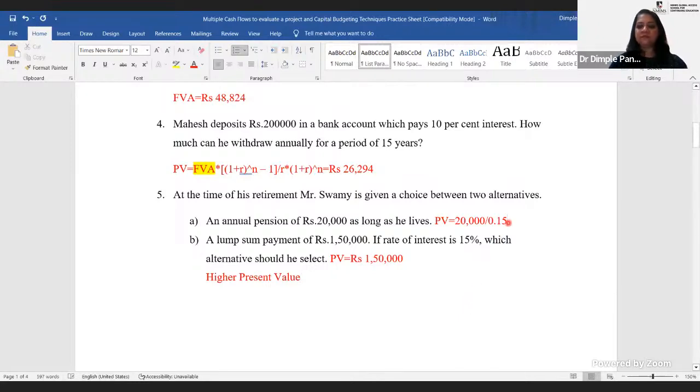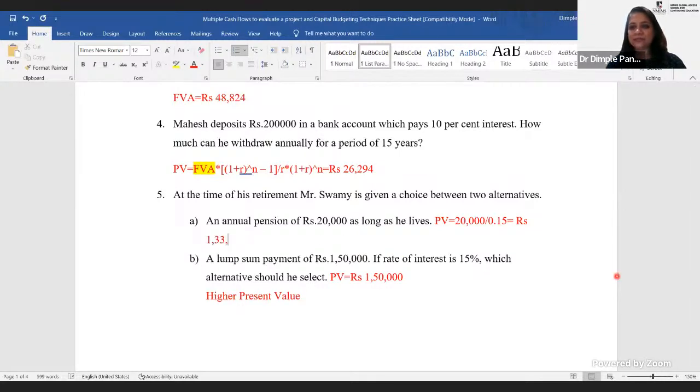So how much would be my present value here? So 20,000 if I'm going to get every year for the time I'm surviving, divided by 15%, would I prefer that or would I prefer the second option? 1,33,333. So would you go for the first or the second option? Which present value is higher or lower?